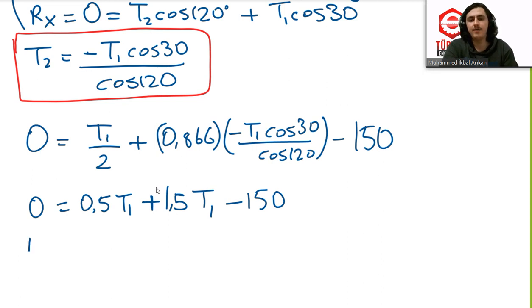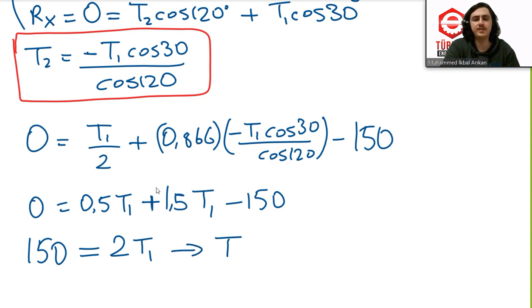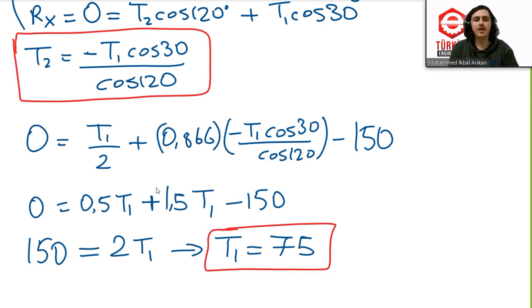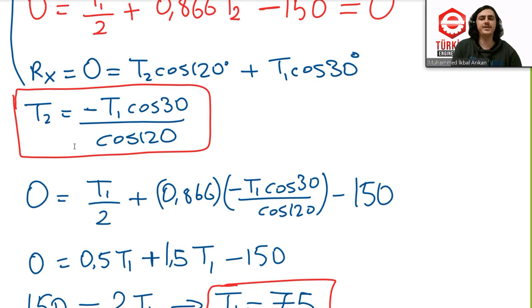So when you send this one to the other side by positive, you will get 2 times T1 will be equal to 150. So you will see that T1 is equal to just 75, because you will divide both sides by 2. So T1 is equal to 75. What about T2? How can we solve for tension 2?